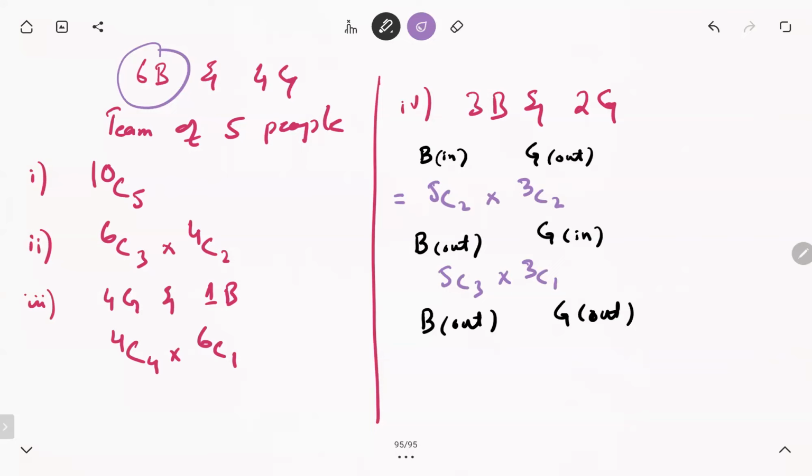Boy and girl both out. So we will consider both are out, both are out of the team, so we will not choose from them at all. So instead of 6 we will choose from 5 boys, and instead of 4 girls we will choose from 3. So 6 boys, 1 out already. So 5C3 and girls 3C2. So these are the 3 options. If you add them all, you'll get those possibilities in which that particular boy and that particular girl are not in the team.